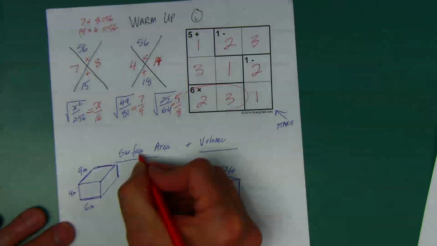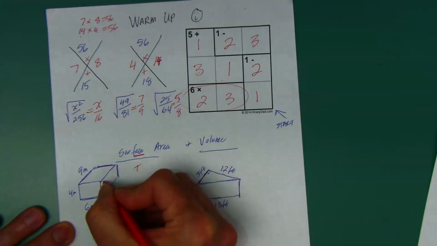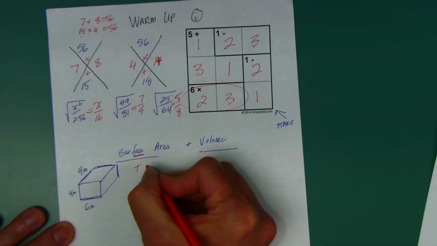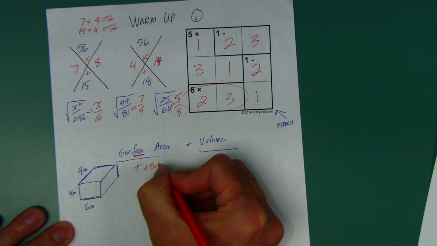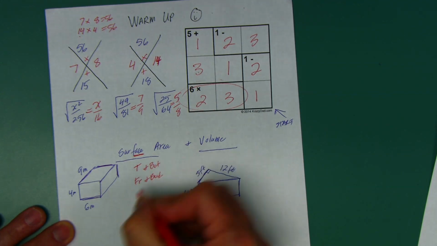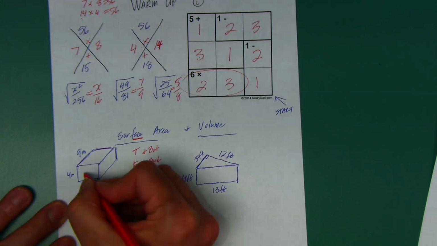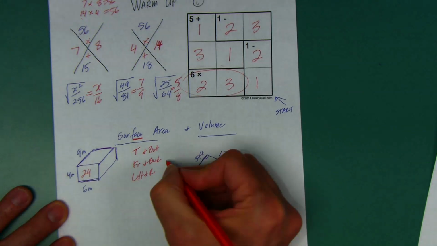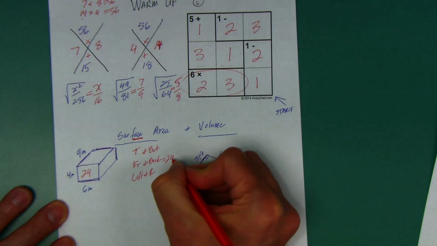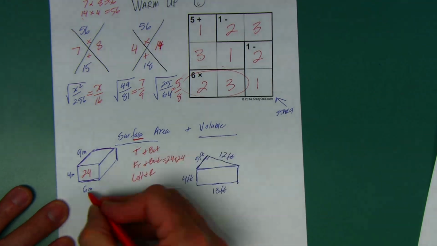All right, the surface area. Remember, we have to get the area of each face. That's in a rectangular prism, the top and the bottom. That's the front and the back. That's the left and the right. So that front is 4 times 6, 24. Right? That right side is what?